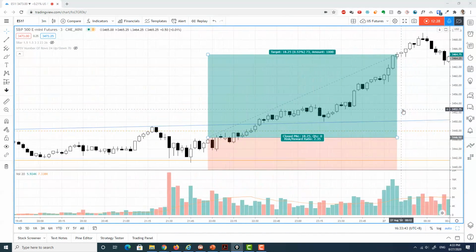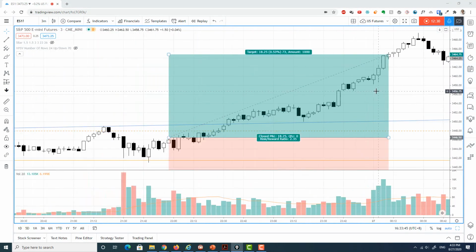Let me zoom in a little bit and talk about the exit. My exit is right at this little bar here. The reason I exit the trade, first of all, is because we have seen this increase of volume here.